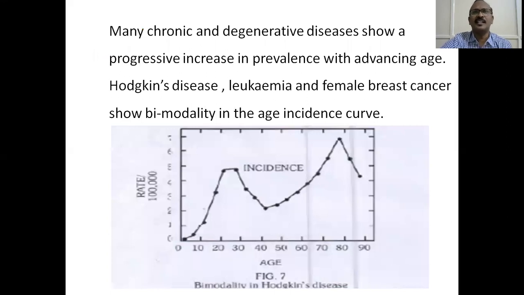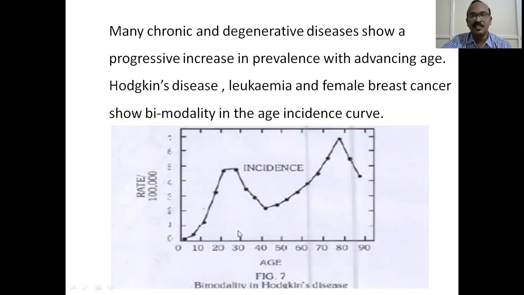Many chronic and degenerative diseases show a progressive increase in prevalence with advancing age. There are certain diseases which show a bimodal pattern as far as that age incidence curve is concerned. Age incidence curve is nothing but age on the x-axis and the incidence on the y-axis. So it has been found in Hodgkin's disease, leukemia, and breast cancers, there are two peaks, that is bimodal. So two peaks in the occurrence of disease.